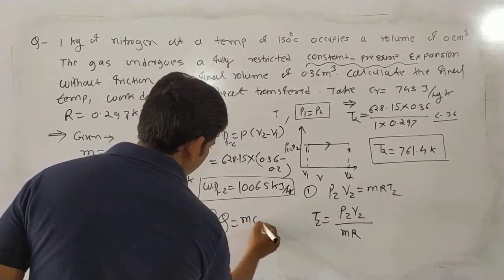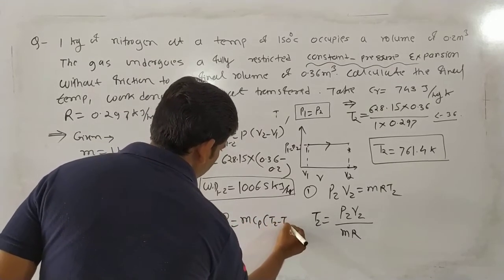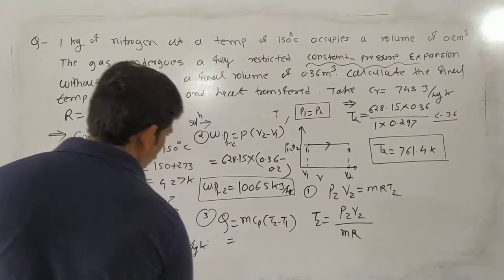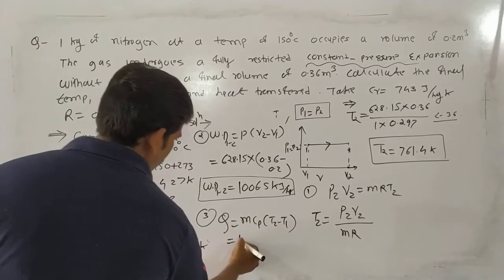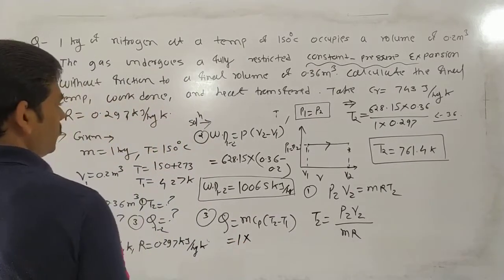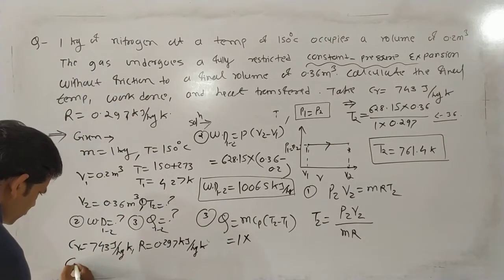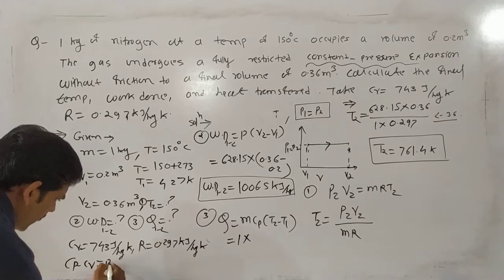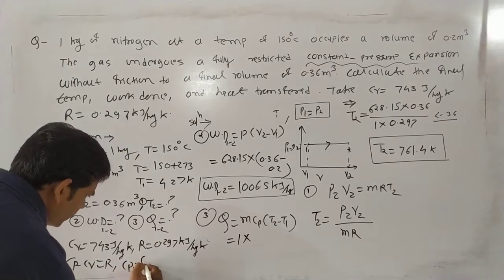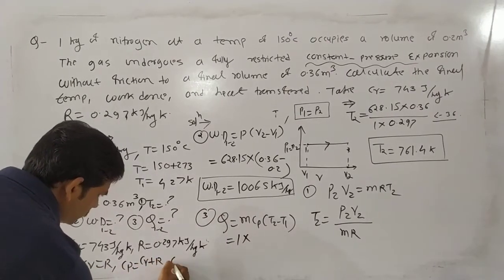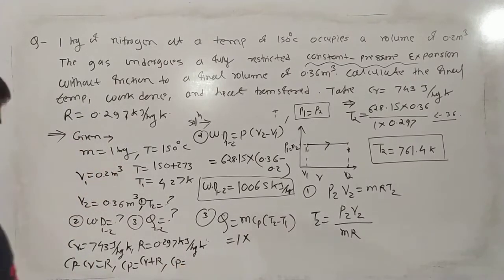Q is equal to m Cp (T2 - T1). So just put the values. What is the m, and what is the value of the Cp? Cp we have to calculate. So how is Cp calculated? Cp minus Cv is equal to R. So Cp is equal to Cv plus R, right? So Cp is equal to, Cv is how much?